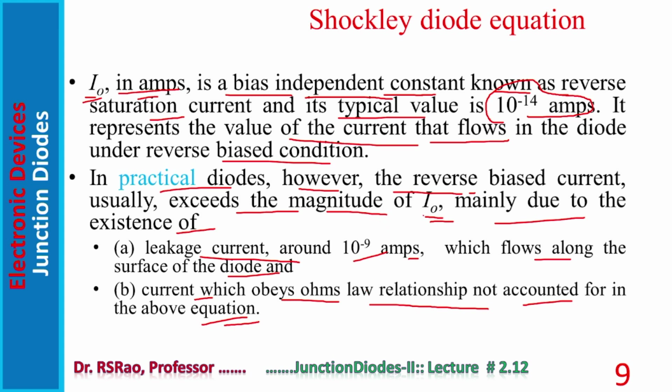What he says is, on paper one can calculate the value of I naught. Roughly it is 10 power minus 14 amperes. But in practice, it is more than 10 power minus 14. If you go to a diode and measure the current that flows under reverse biased condition, say with an ammeter, then one finds a current more than 10 power minus 14 amperes. What is the reason? He says leakage current and also current which obeys Ohm's law.